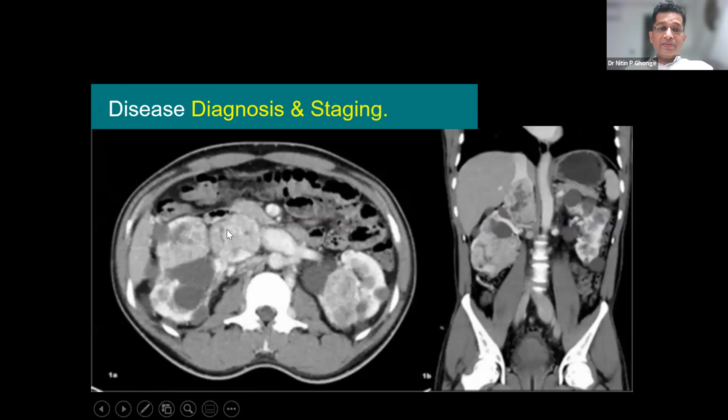Here we can see a focal mass lesion in the kidney on the right side, with calyceal dilatation, obstruction, and then we can see the tumor thrombus. So this is the mass, this is the tumor thrombus in the IVC because of the extension of the lesion into the IVC.